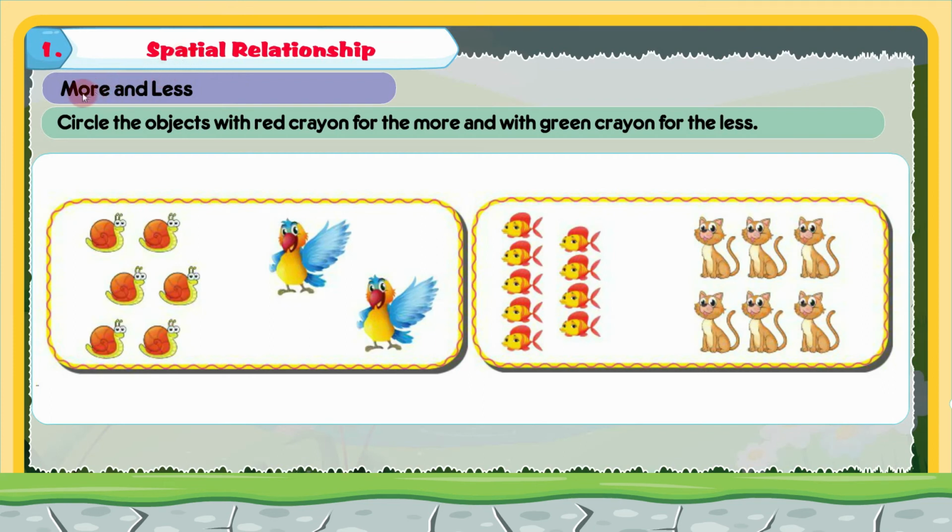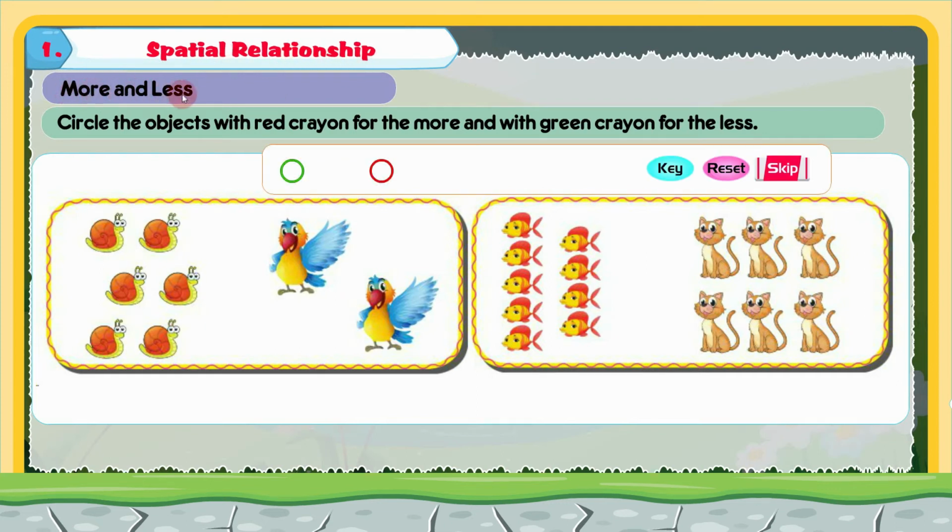Now we will do the next section in the first chapter of spatial relationship, which is more and less. M-O-R-E, more and less. L-E-S-S, less. Circle the objects with red crayon for the more and with green crayon for the less.